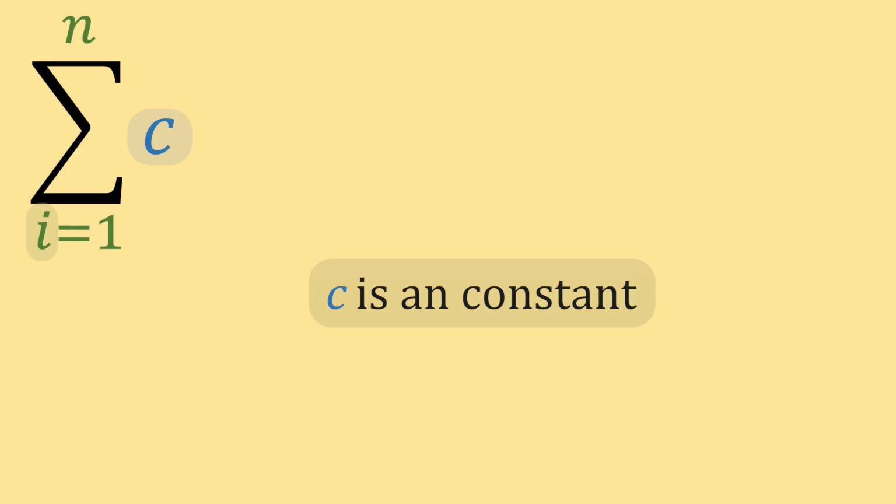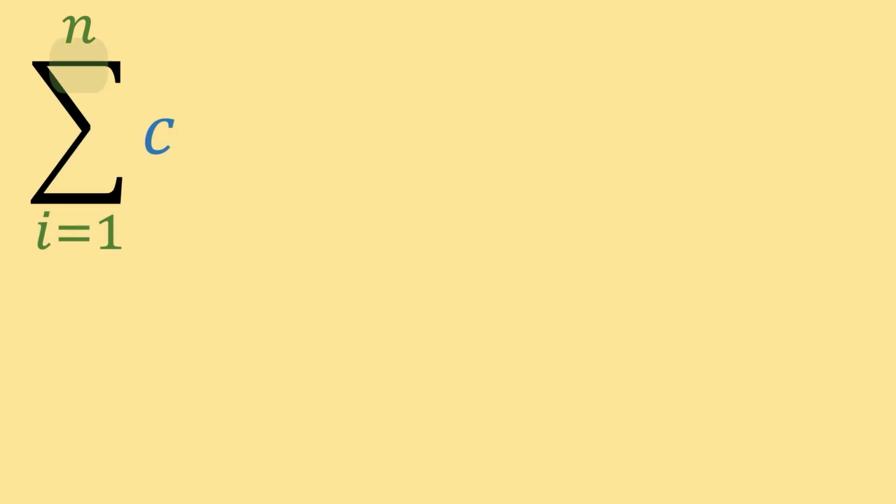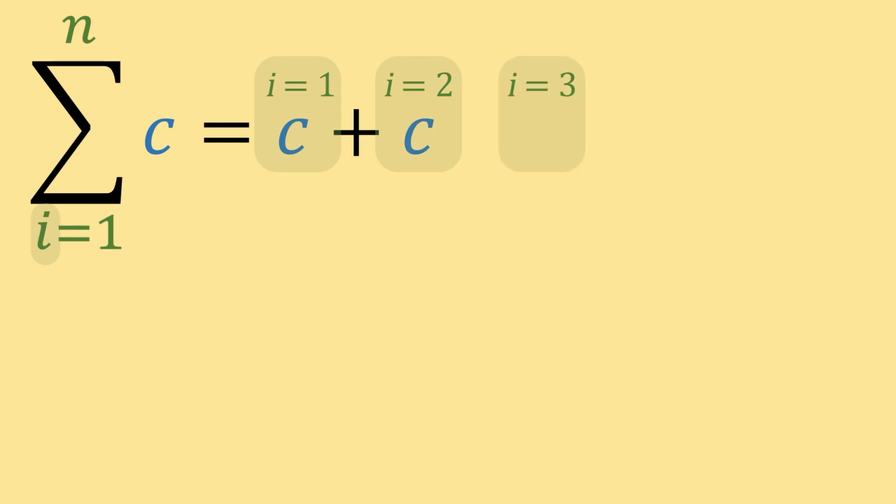That means for every value of i from 1 to n, we are essentially adding the same number. We just add c every time. For i equals 1, we add c. For i equals 2, we add c. For i equals 3, we add c. We continue in this fashion until we add c for the nth time.